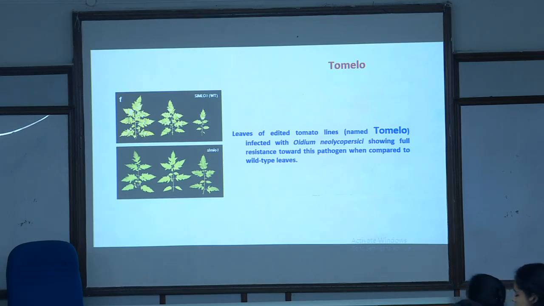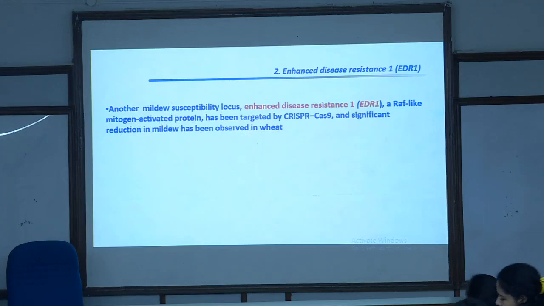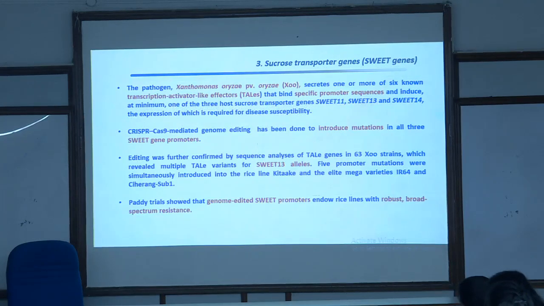wild type leaves, right? So the next example is enhanced disease resistance, also called EDR1, in wheat, again for powdery mildew. A Raf-like mitogen activated protein kinase. They have been targeted by CRISPR-Cas9, with a significant reduction in mildew in wheat. The thumping success reported in recent times by several groups is in the case of rice.